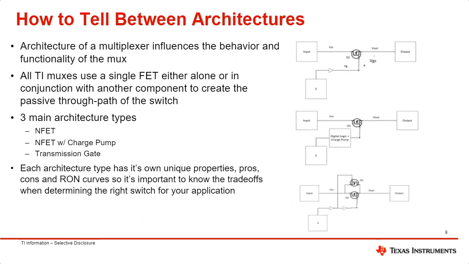So how to tell the difference between architectures? Our multiplexers have three different types of architectures in them. Each architecture has its own benefits, pros, and cons. As you can see on top, this is the NFET architecture. This is basically a single gate. In the middle, you have an NFET architecture with a charge pump. And at the bottom, you see a transmission gate architecture, so you have a PMOS and an NMOS gate.